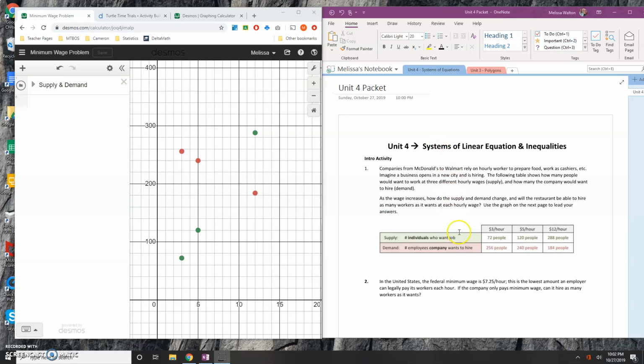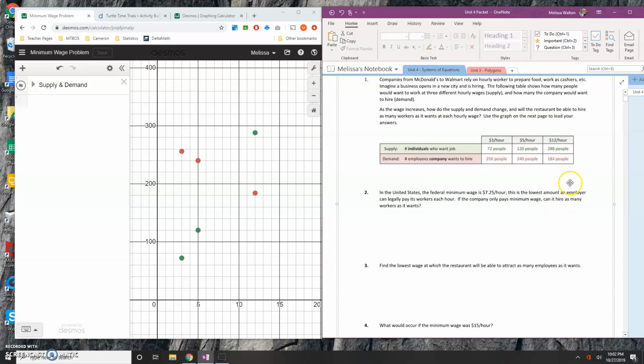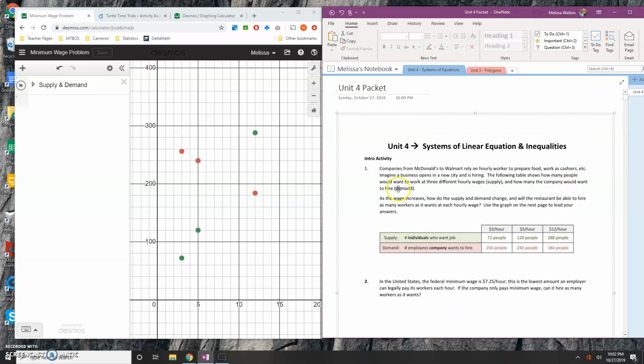And the first thing that we are going to look at that kind of fits together is supply and demand. Companies from McDonald's to Walmart rely on hourly workers to prepare food, work as cashiers, so on and so forth. So imagine a business is opening in a new city and is hiring. The following table shows how many people would want to work at 3 different hourly wages and how many the company would want to hire.